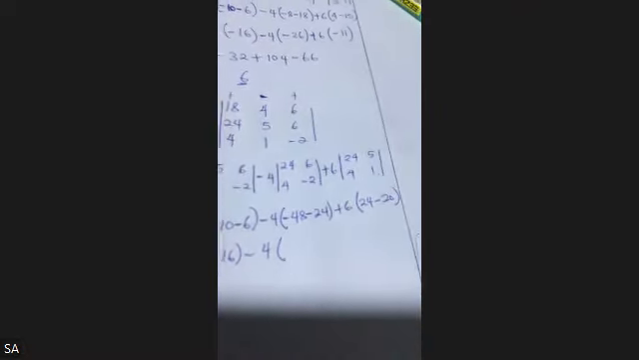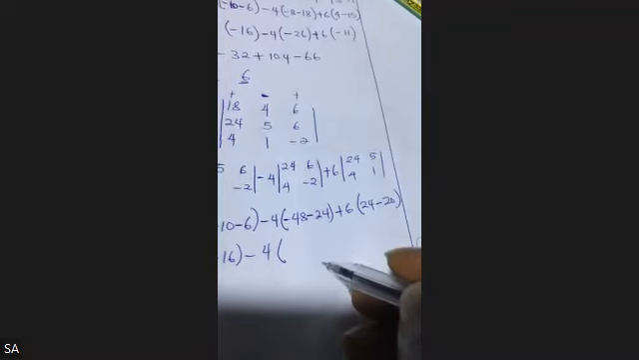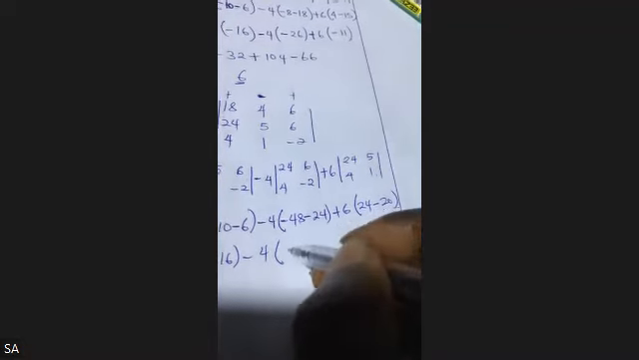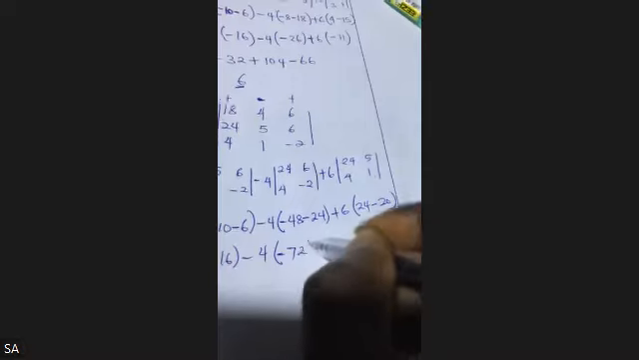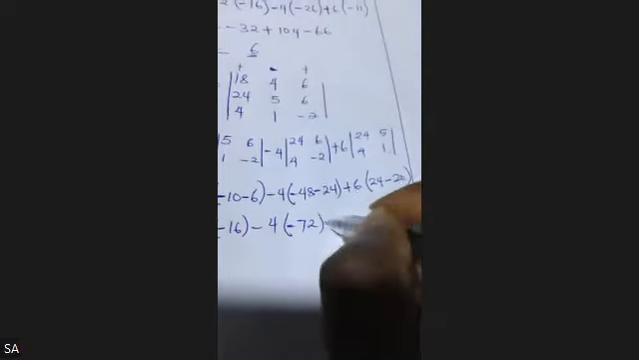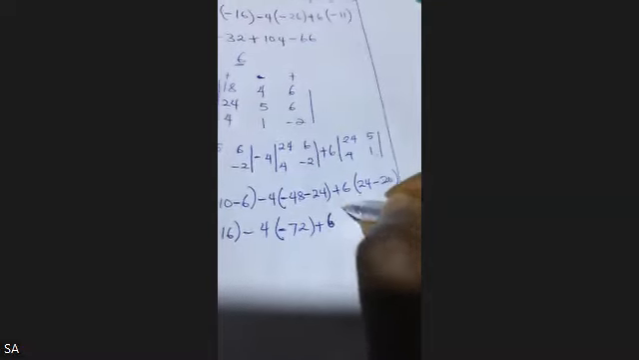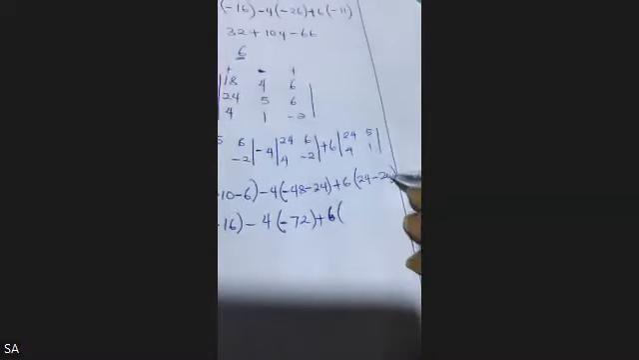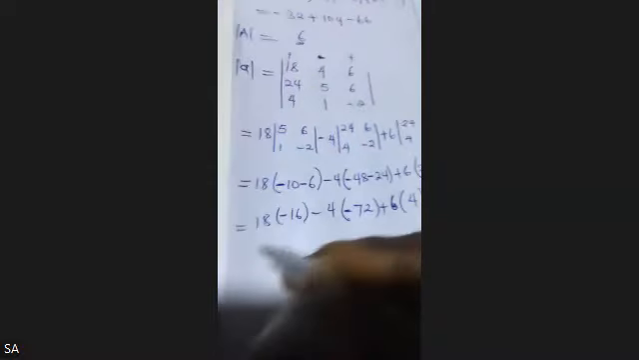That should give us what? 72, right? Am I correct? That should be minus 72. Okay. Let me quickly confirm that. Okay, correct. Minus 72. Then plus 6 into 24 minus 20 is 4. So this will give us 18 times minus 16. We have 18 times 16. Please be confirming for me.